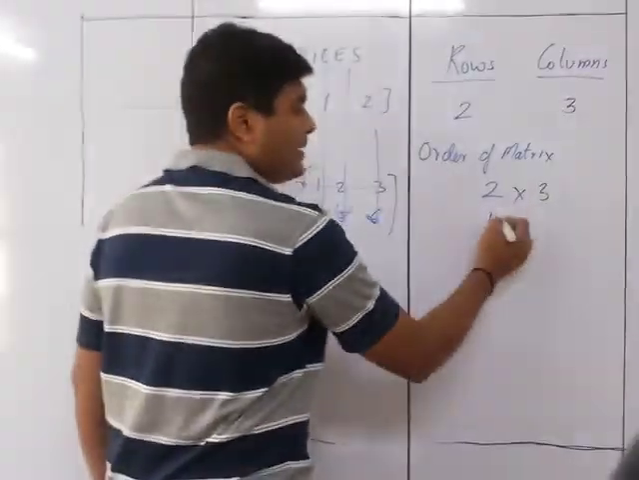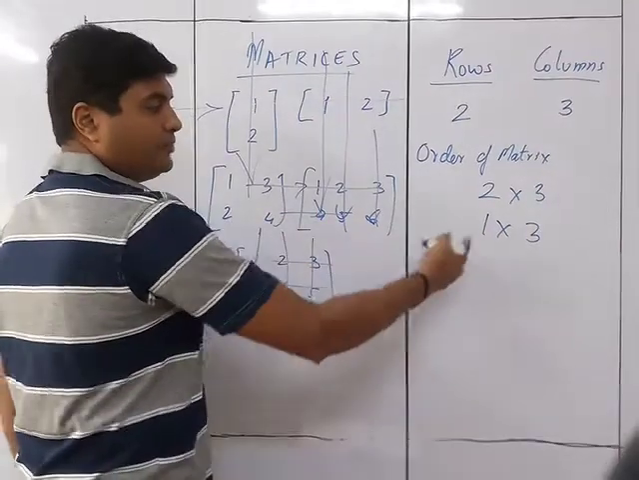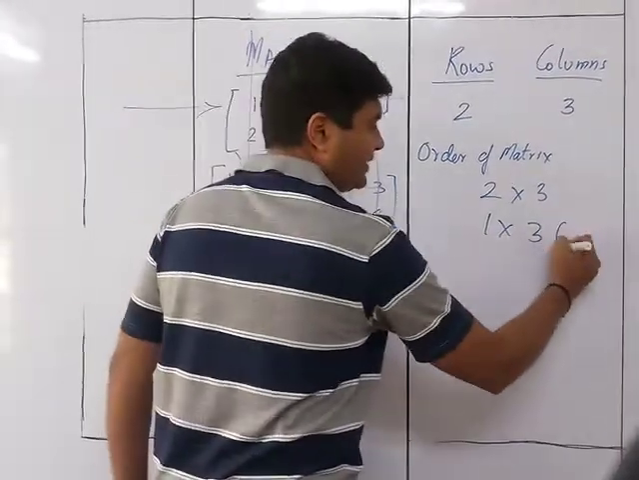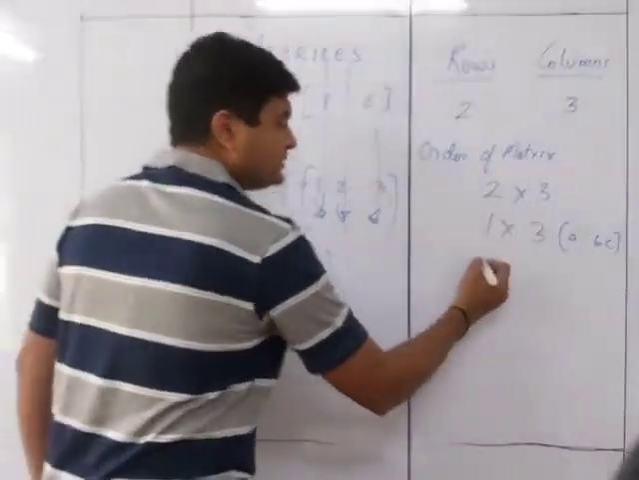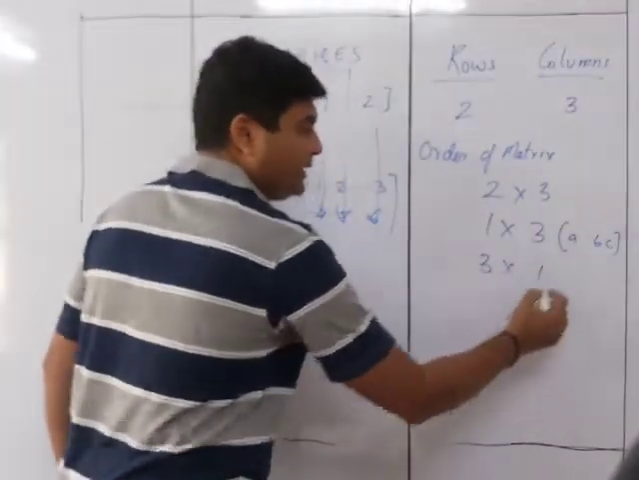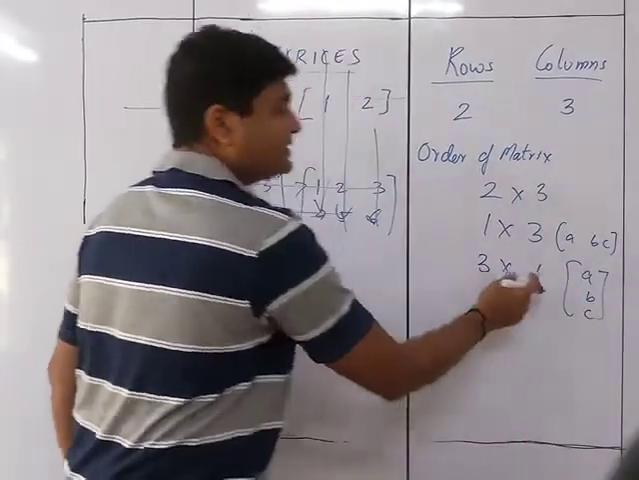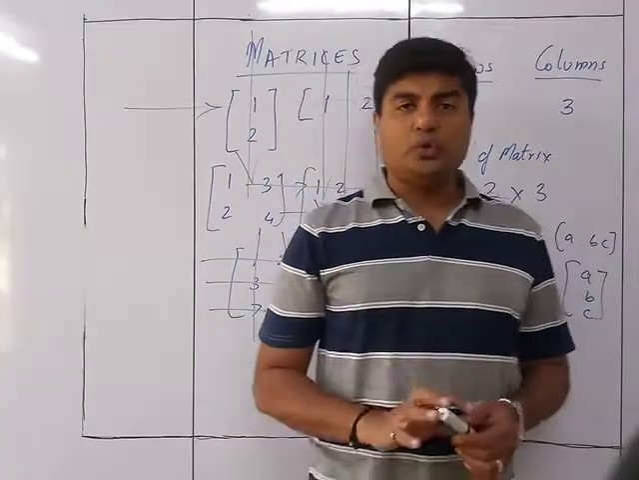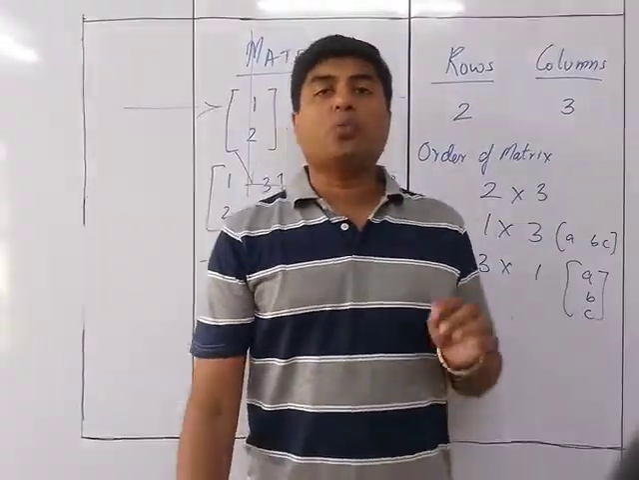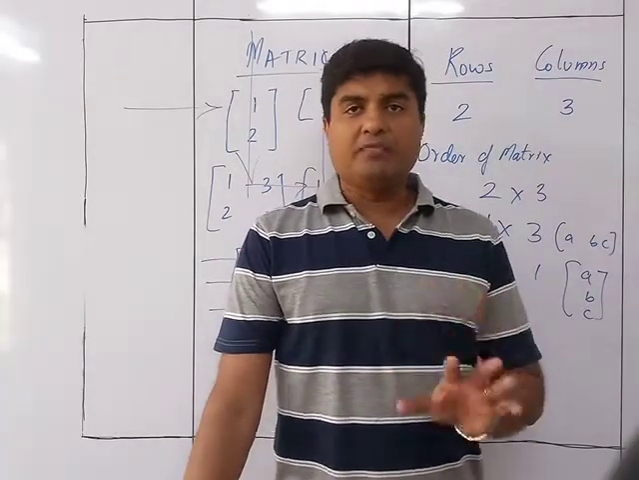If I say it's a 1 by 3 matrix, then the number of rows is 1 and the number of columns is 3. So it could be something like this, A, B, C. If it is 3 by 1, then it will be like this, A, B and C. So this is a 3 by 1 matrix. Every time a matrix is given to you, you need to know the order of that particular matrix.